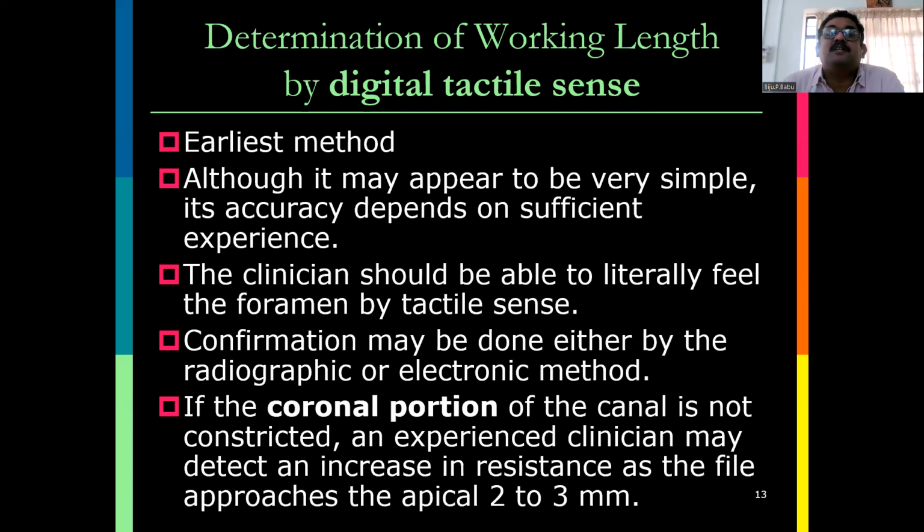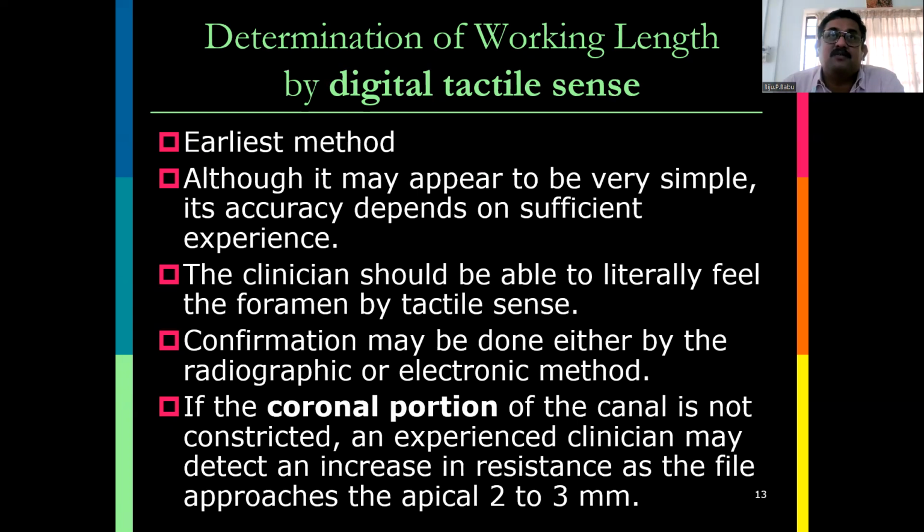Now, determination of working length by digital tactile sense is the earliest method. Although it may appear to be very simple, its accuracy depends on sufficient experience. So this is not, as I told you earlier, a very accurate method. It depends on the clinician's expertise, and even then it doesn't give you a very accurate result. The clinician should be able to literally feel the apical foramen by tactile sense. And confirmation may be done either by radiographic or electronic method.